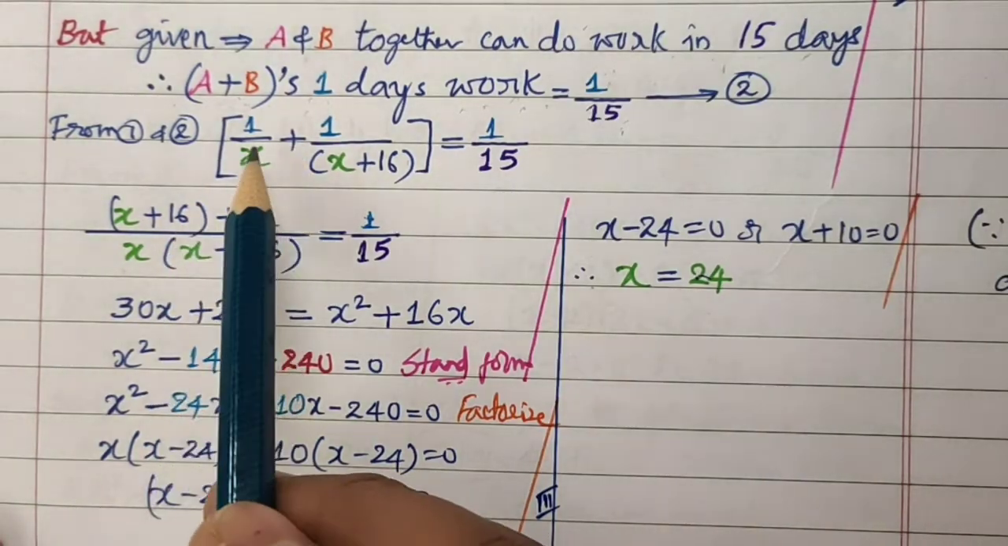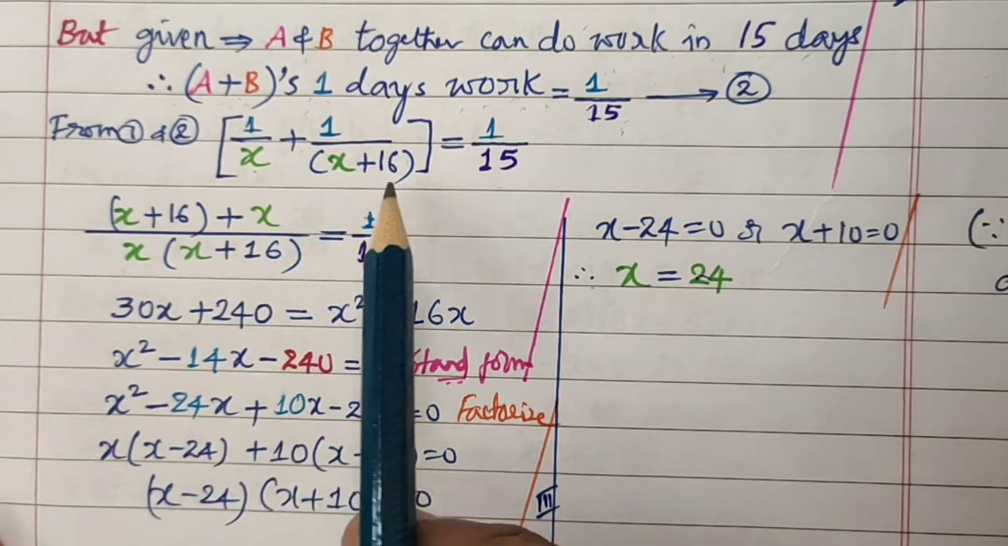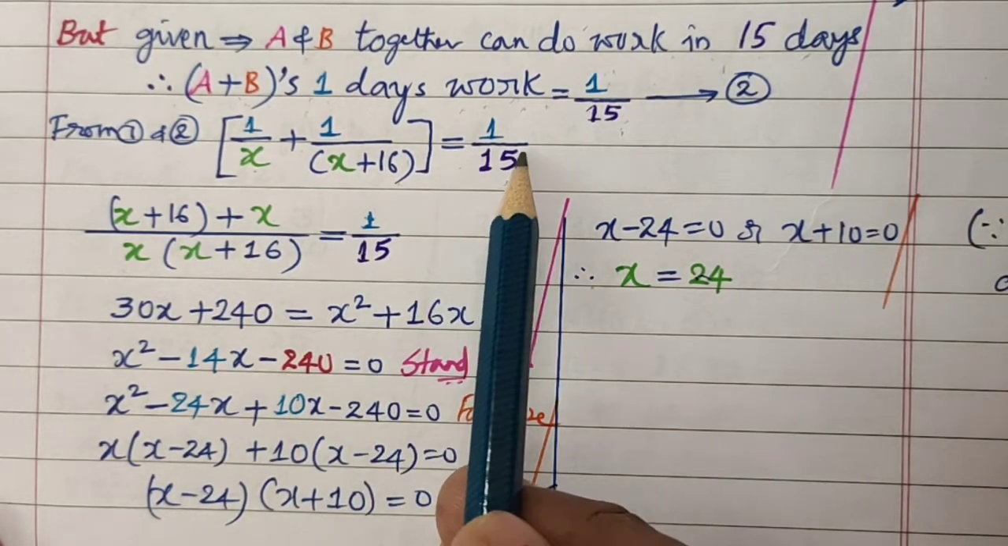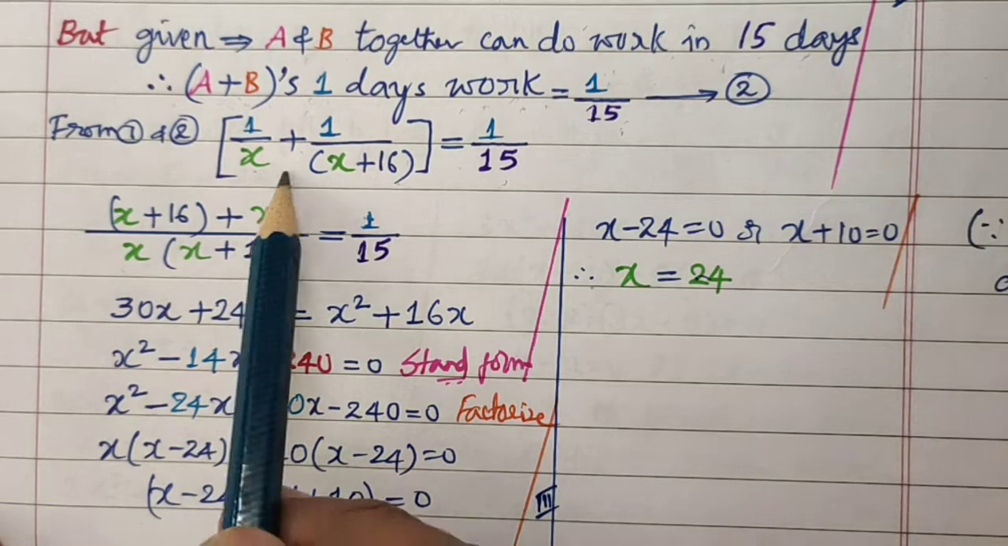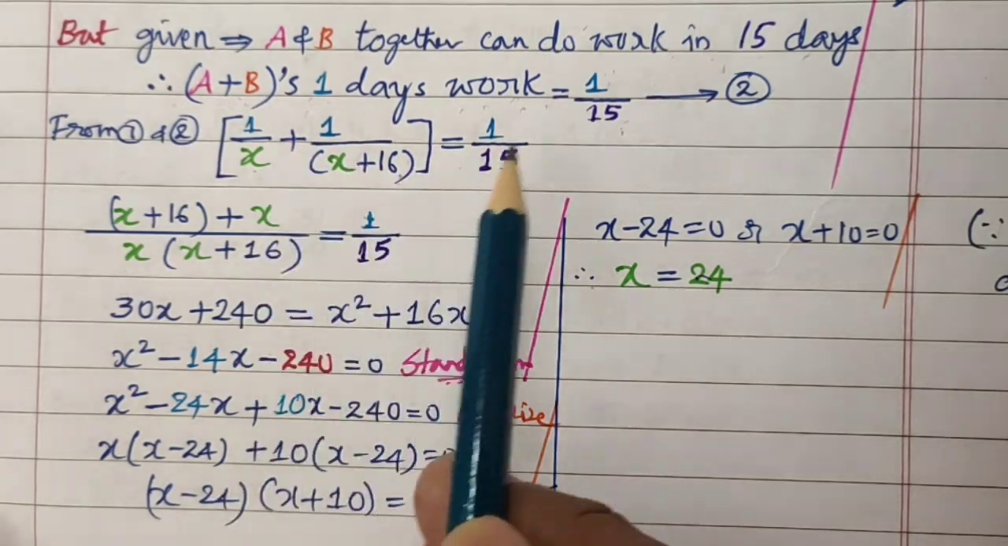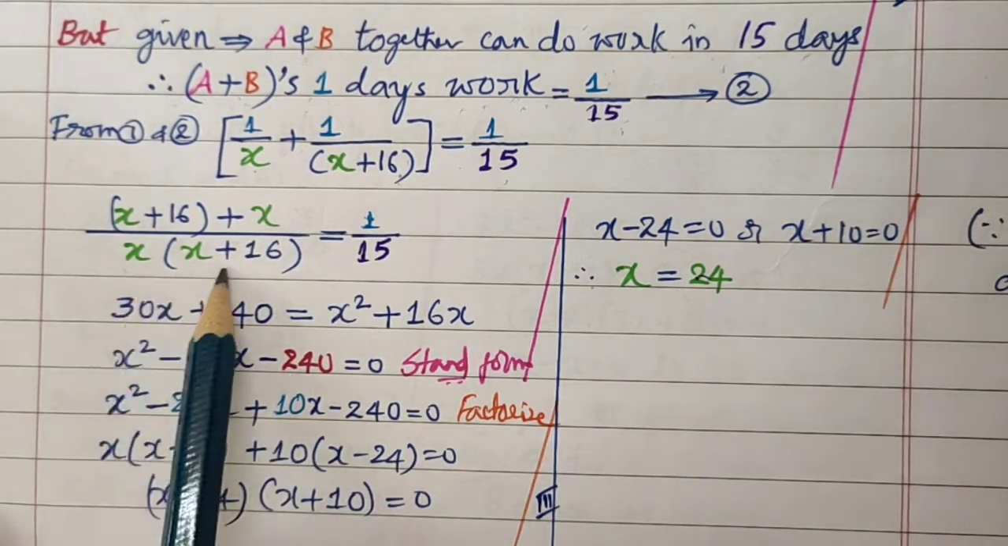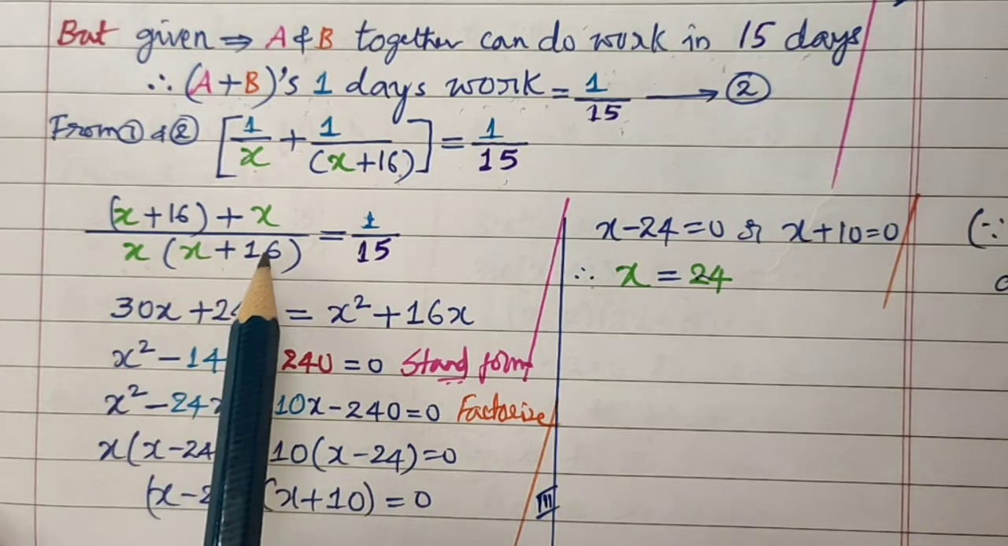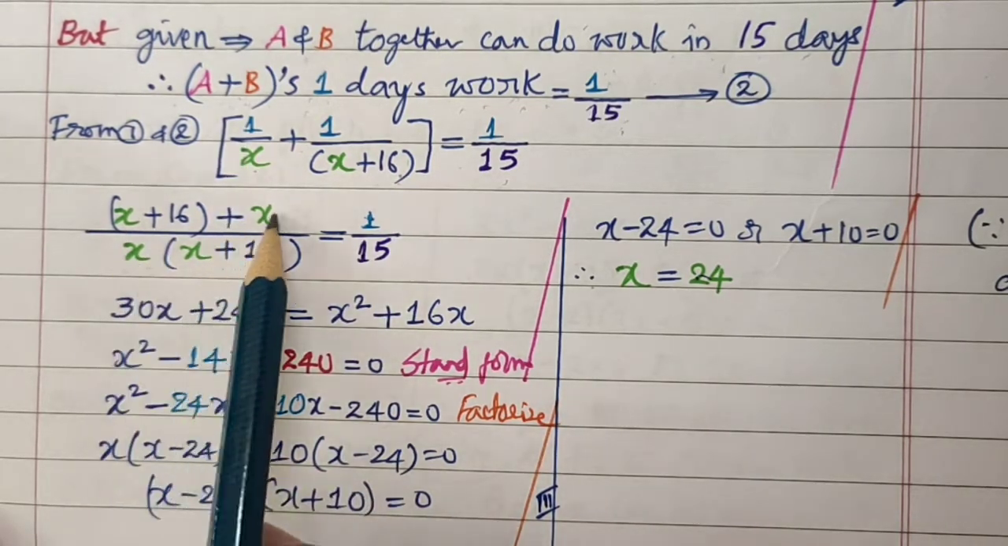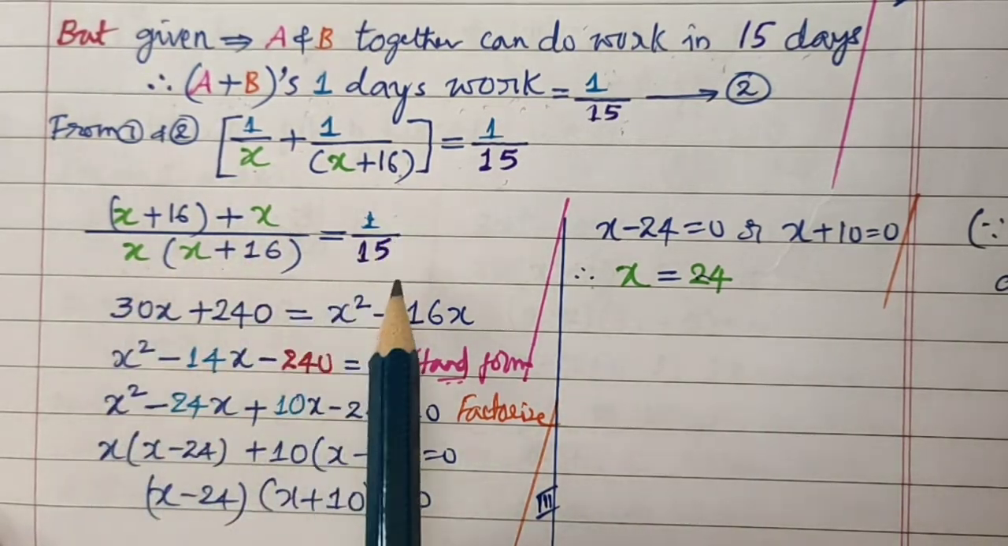From 1 and 2, 1 by x plus 1 divided by x plus 16 is equal to 1 by 15. Once you get this, the rest is simple calculation. Take the LCM of these two and cross multiply and solve. So the LCM of these two is x into x plus 16. This goes here, x plus 16 plus x. This is equal to 1 by 15.